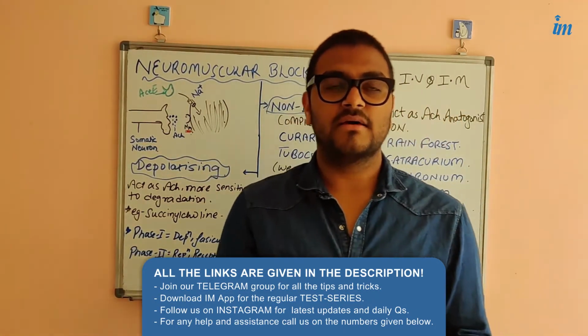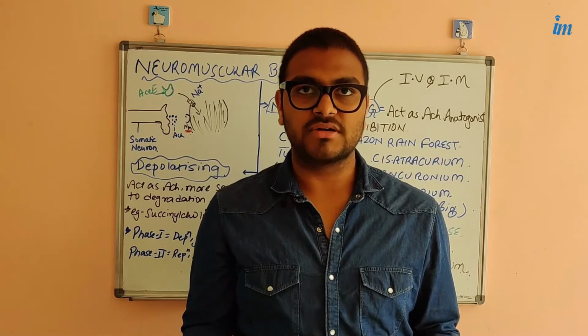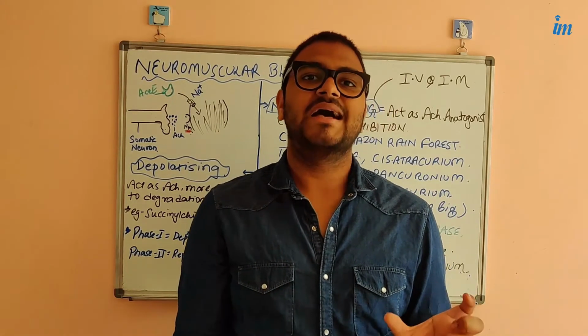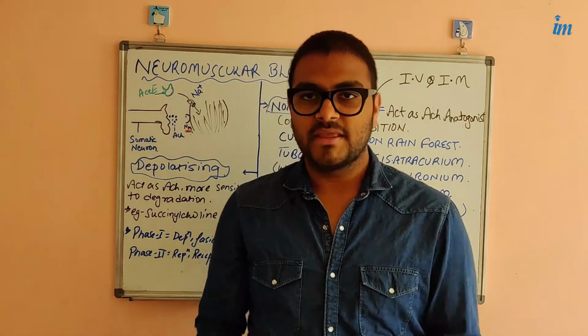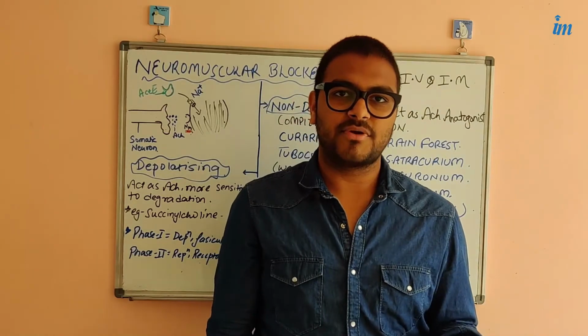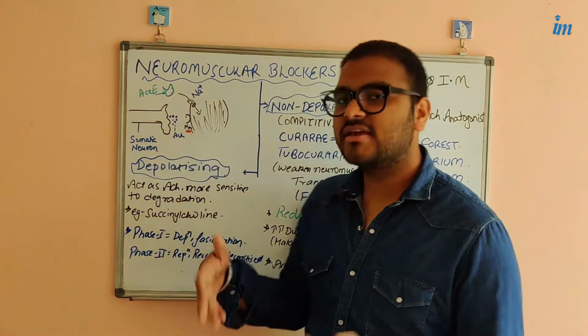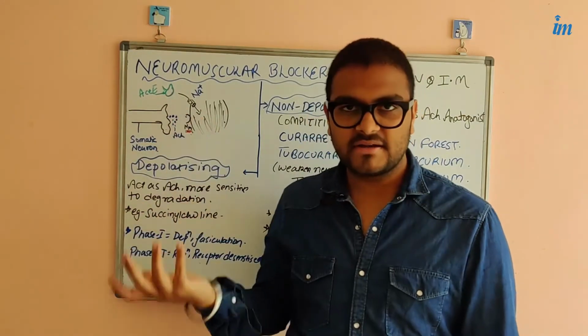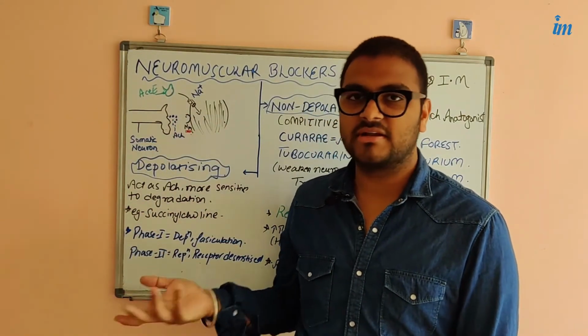The first neuromuscular blockers are called non-depolarizing. As is clear from the term, they do not cause depolarization of the muscle membrane. What is necessary for depolarization? Acetylcholine binding to the NM type of nicotinic receptor; only then can depolarization take place.